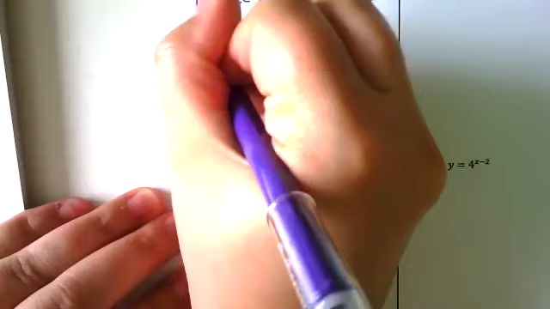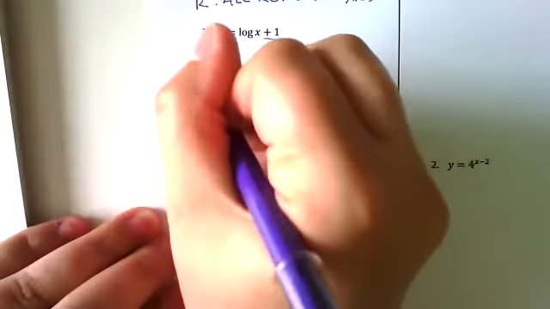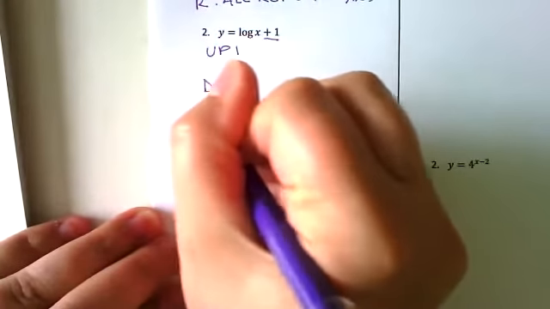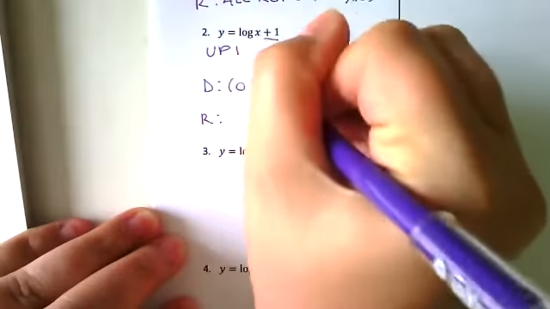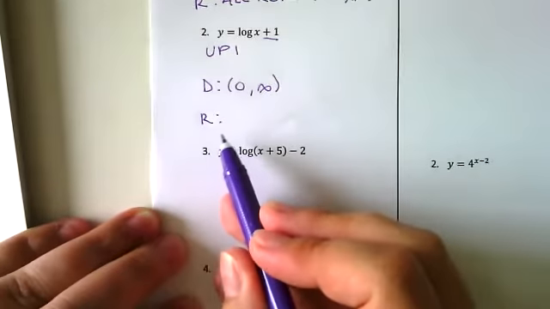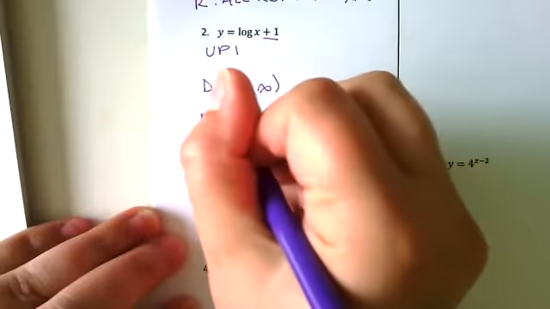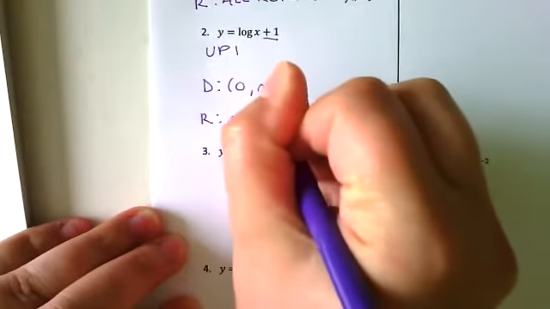Okay, so for question number 2, this one is not inside the parentheses, so this is going to be going up 1. Okay, and then going up affects our range. So our domain is still going to stay the same. It's going to be from 0 to infinity because nothing changed there if we shift it up. And then since our range is all reals, shifting it up 1 isn't going to affect that either. So it's still going to be all reals.